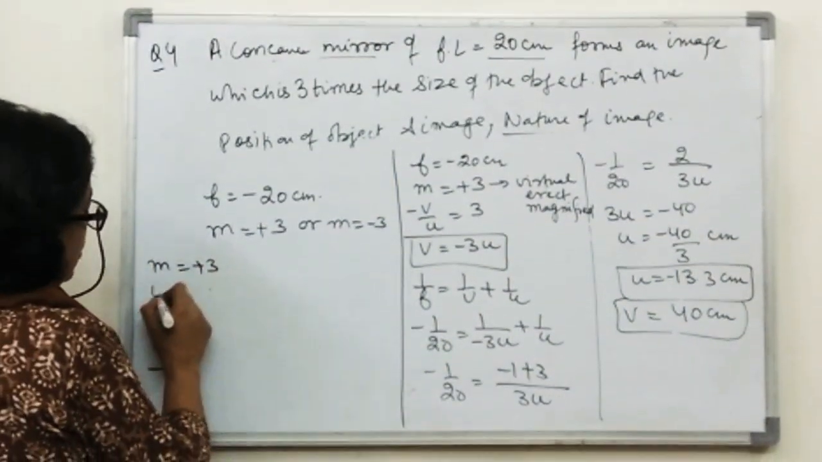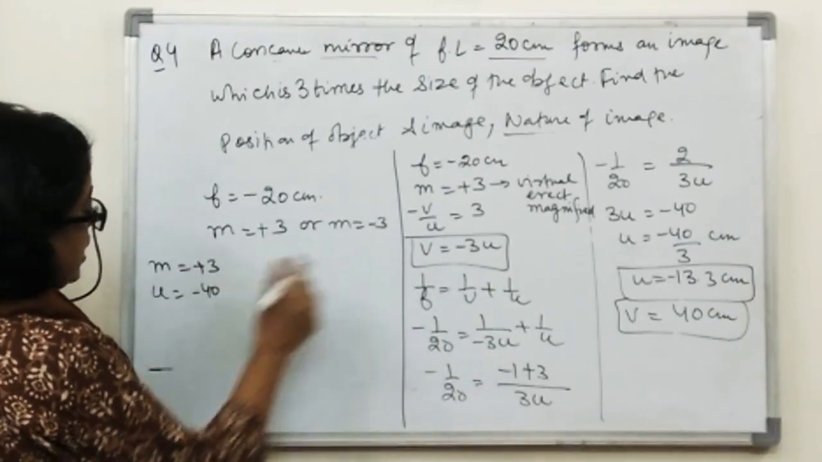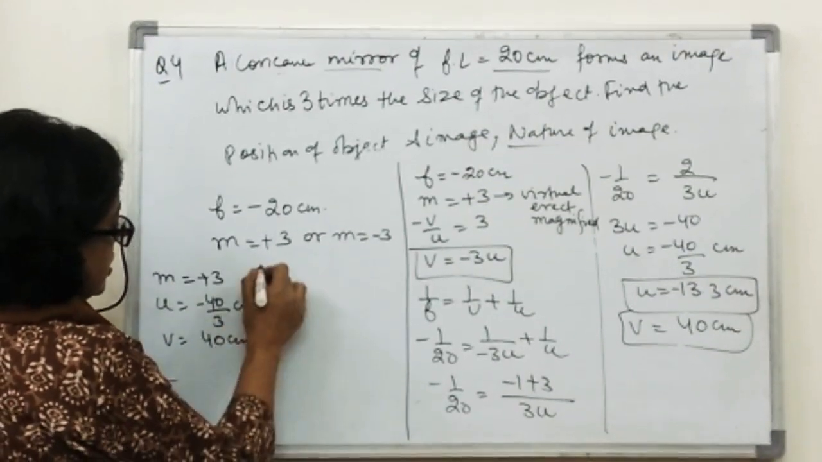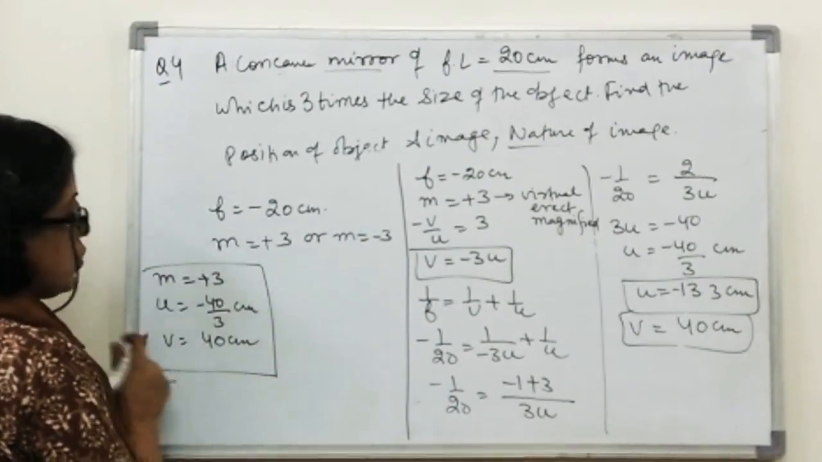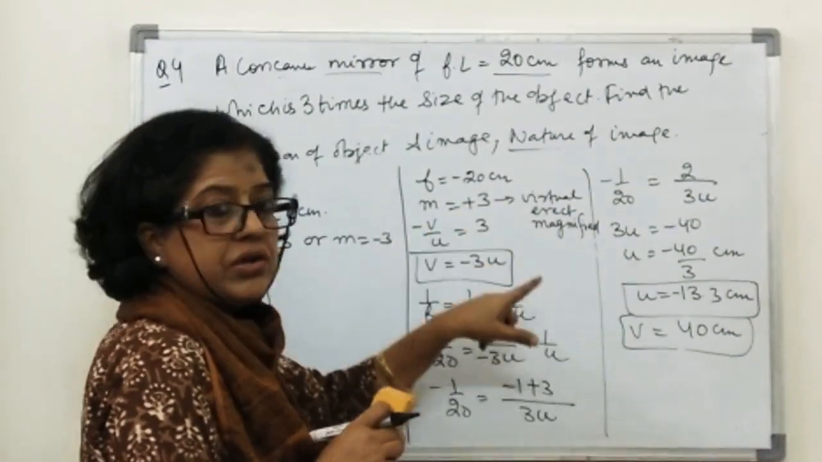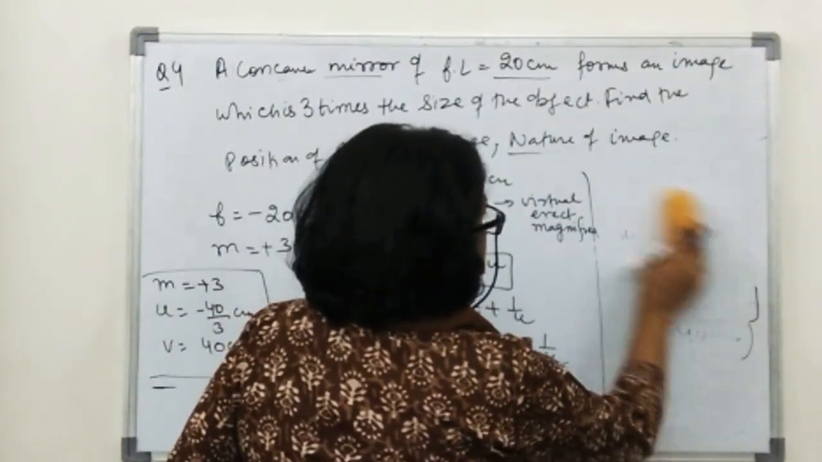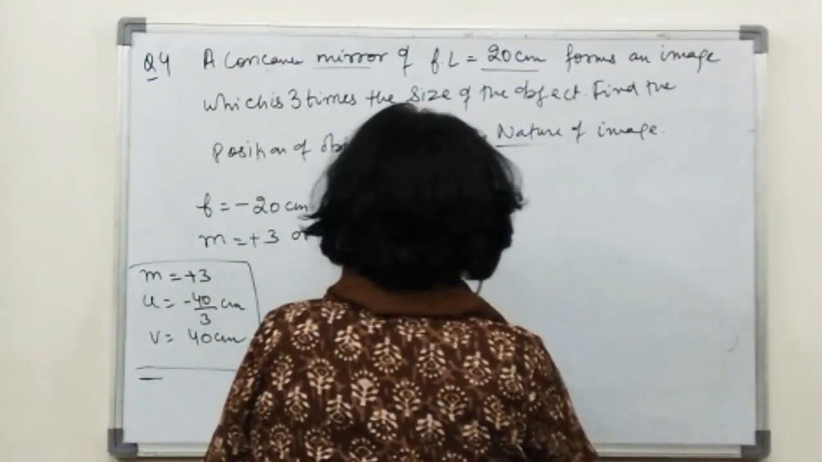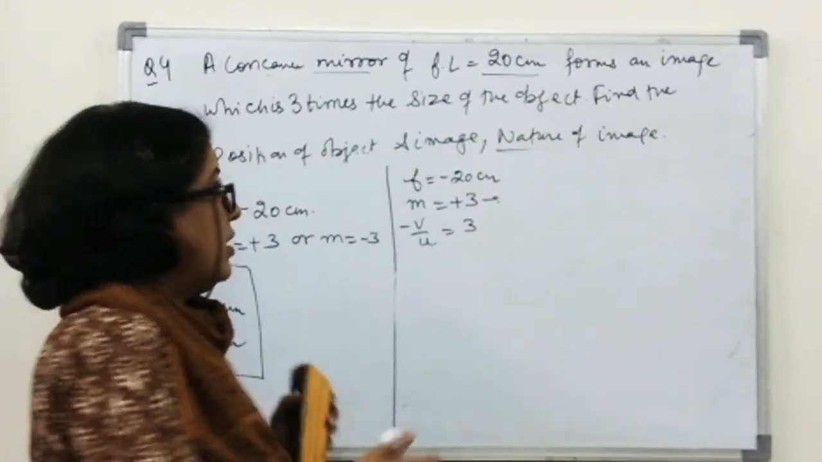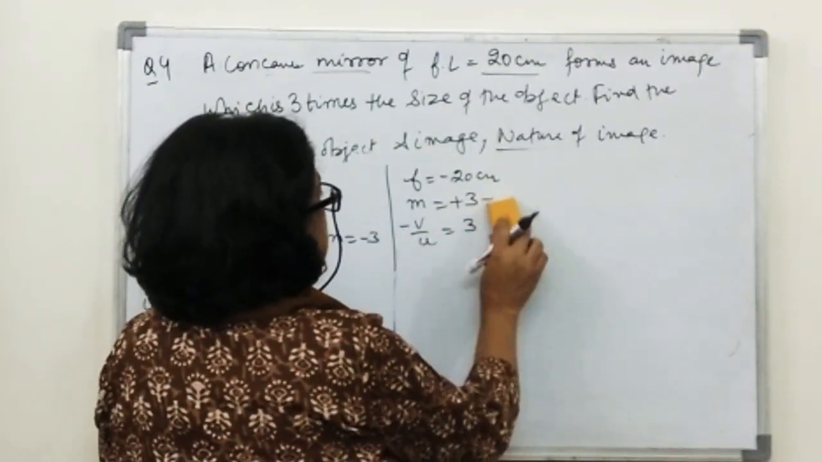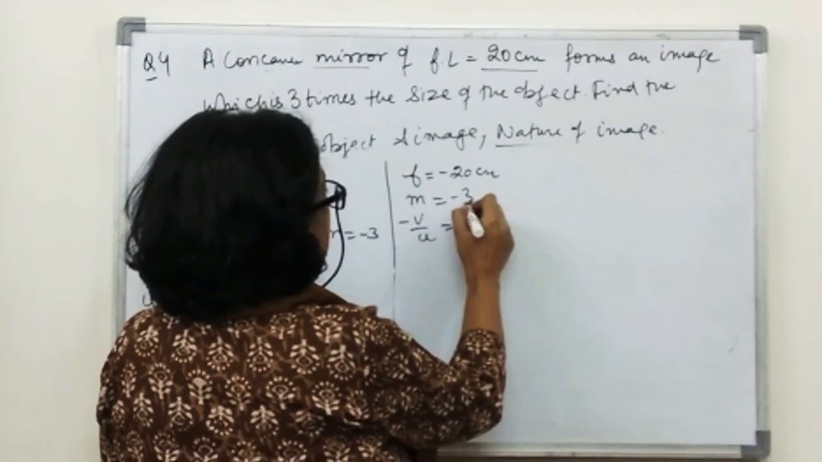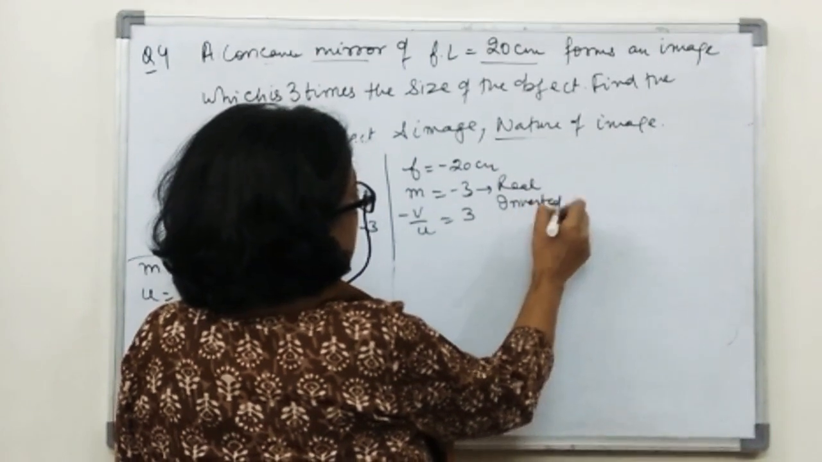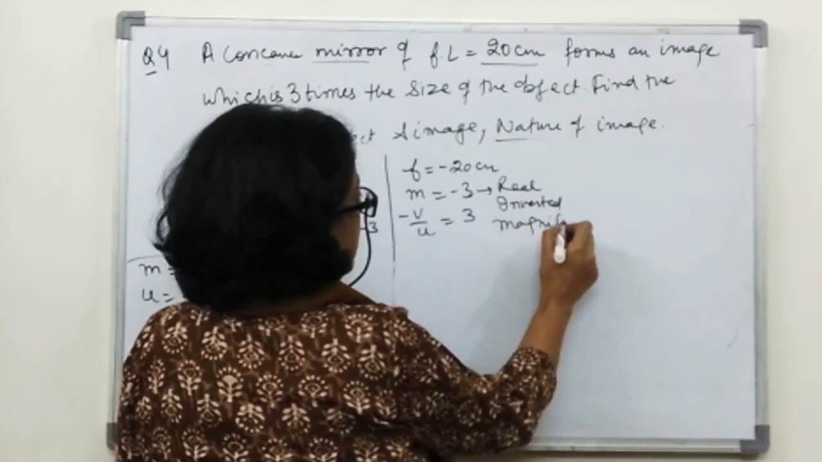The answer is U is minus 40 by 3, and V is 40 centimeters. I am writing here so that I can rub that. This is one answer. Let's do it for M minus 3 now. So I am rubbing this. So I am taking M as minus 3 now. M minus 3 means we are considering a real, inverted and magnified image.